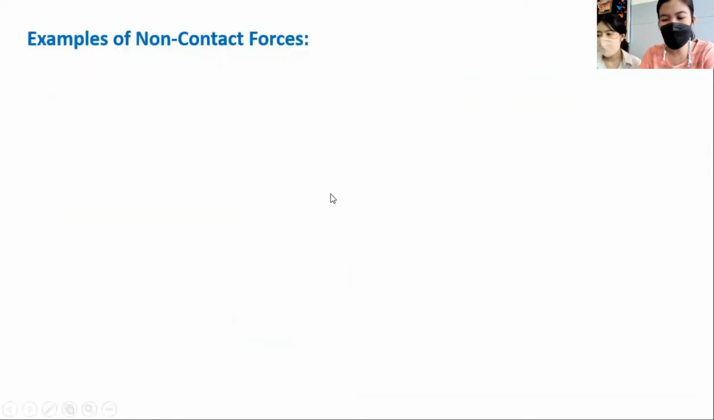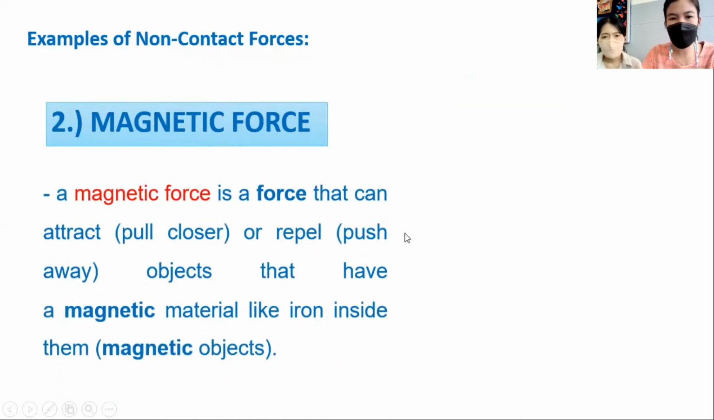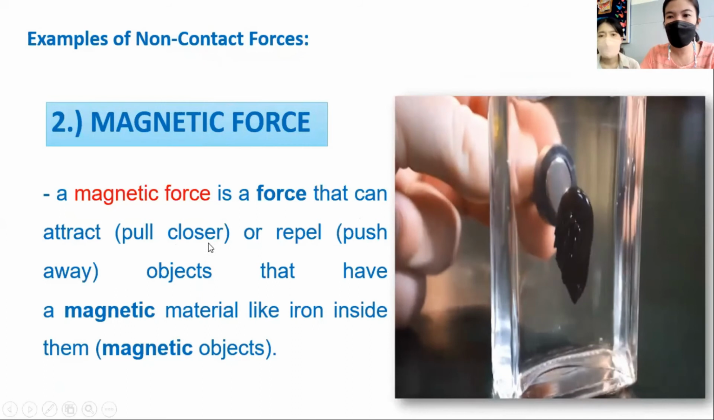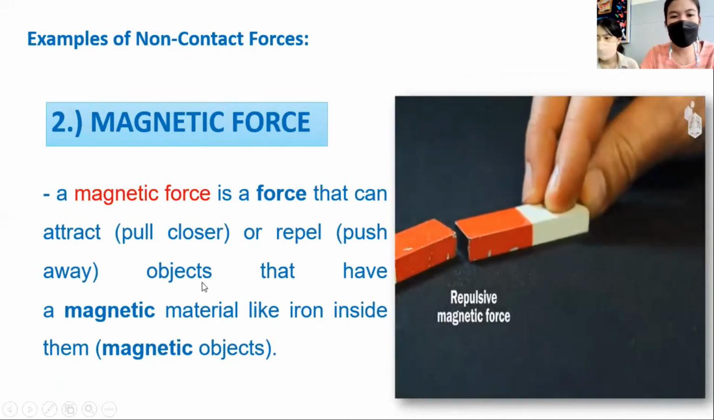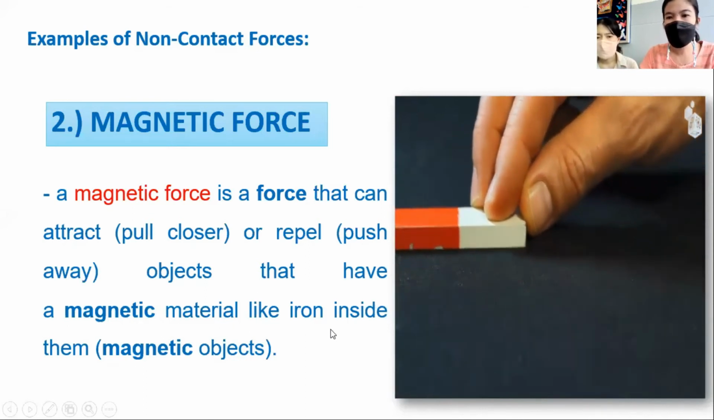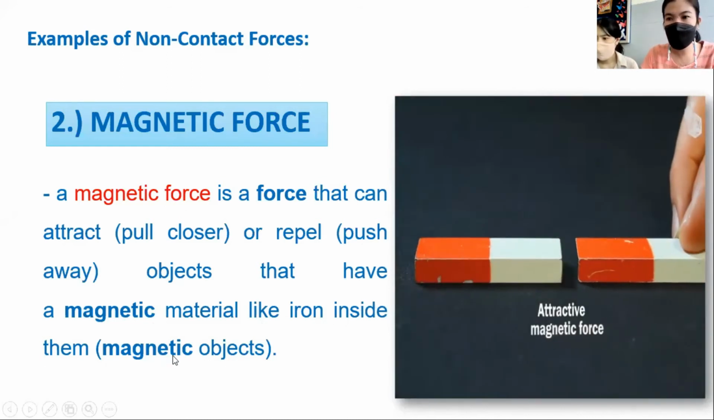That is the first example of non-contact force. Number 2, we have the magnetic force. Magnetic force is a force that attracts or pulls closer, or repels, pushes away, objects that have a magnetic material like iron or steel inside them, or a magnetic object.